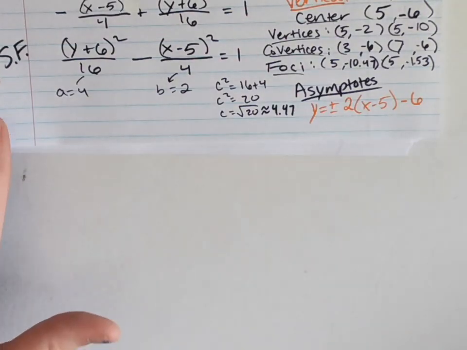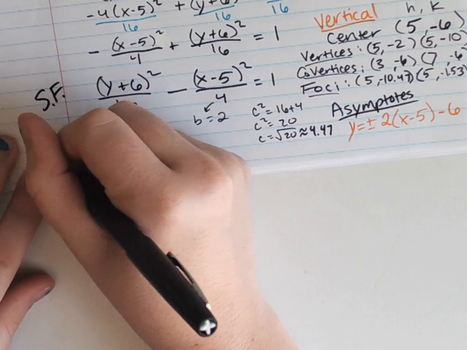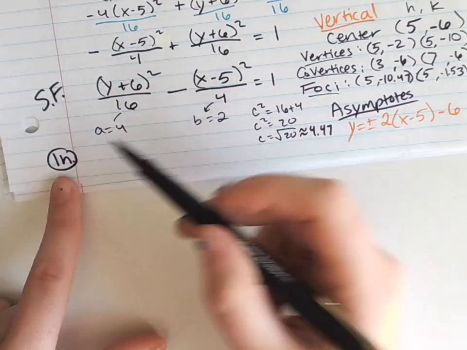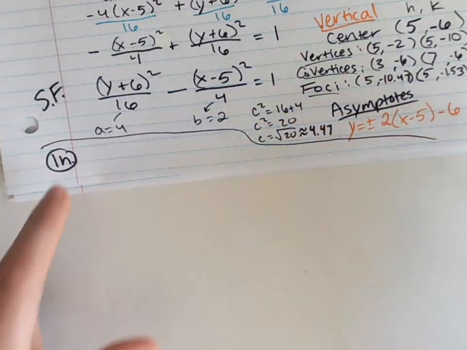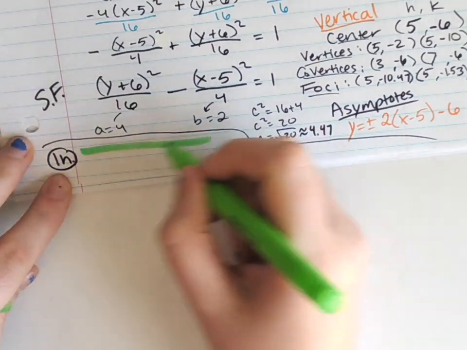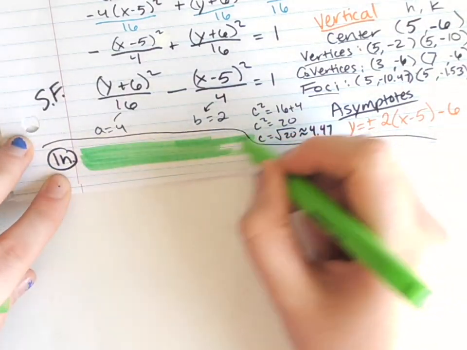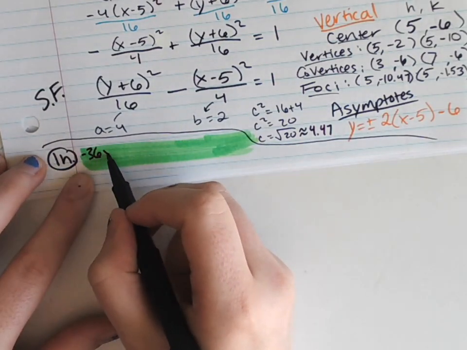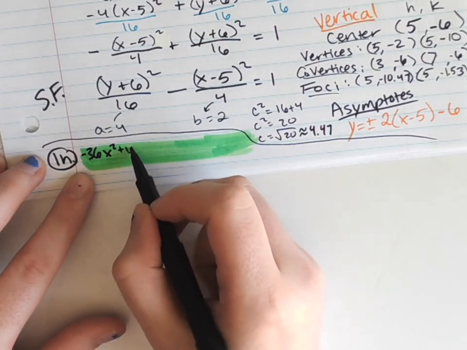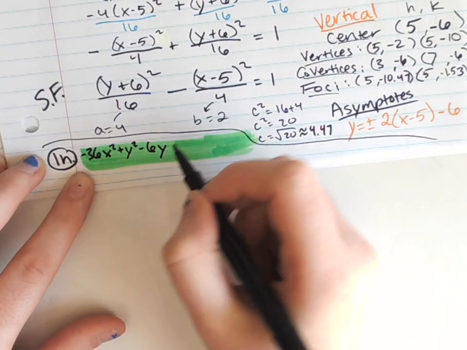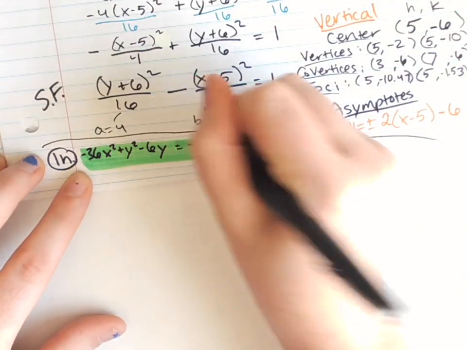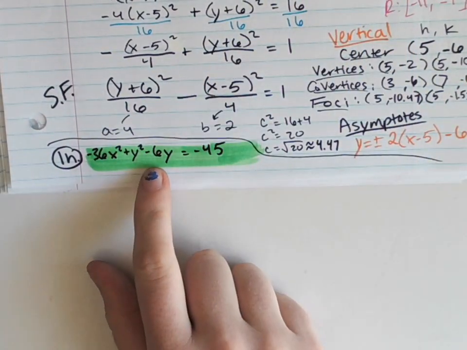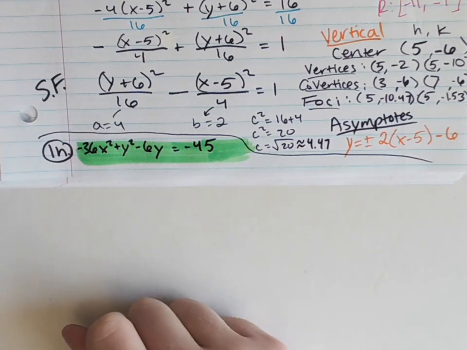Okay, one more problem for you, and then this video is done. 1H. 1H is, I'm going to block off some of this extra math. -36x² plus y² minus 6y equals -45. So a lot of negatives in there, so when you're completing your square, don't lose a negative in there. And yeah, that's the last of this video.